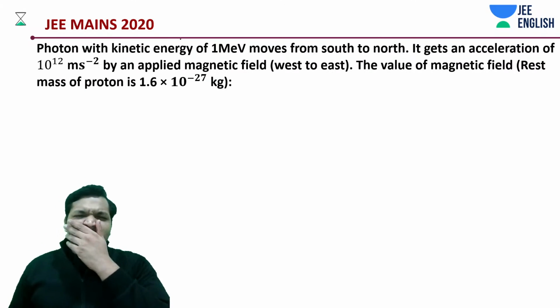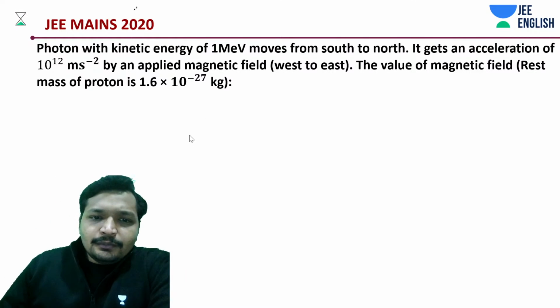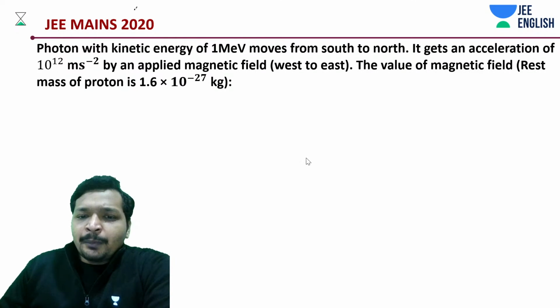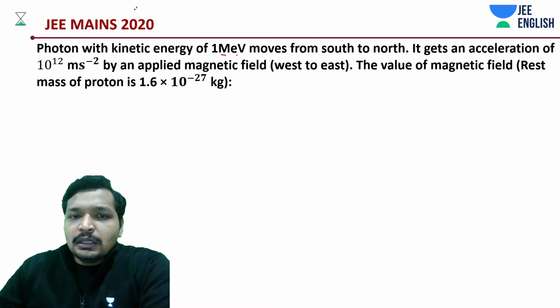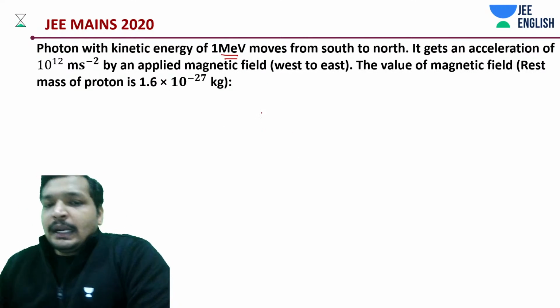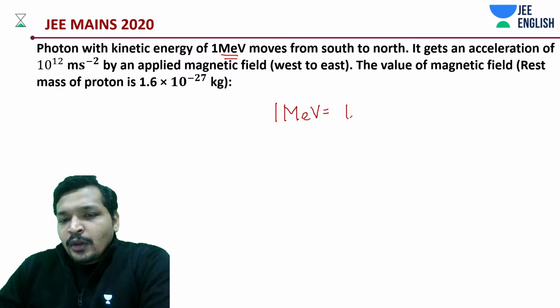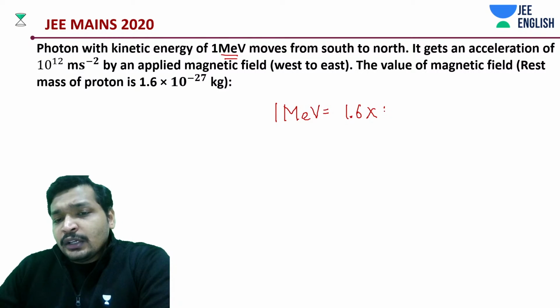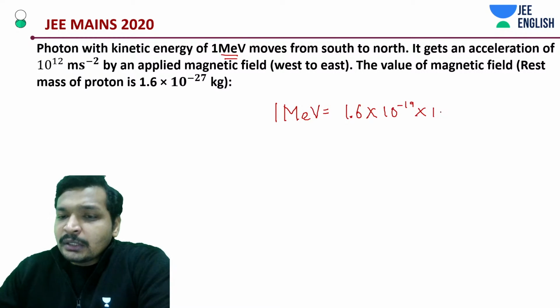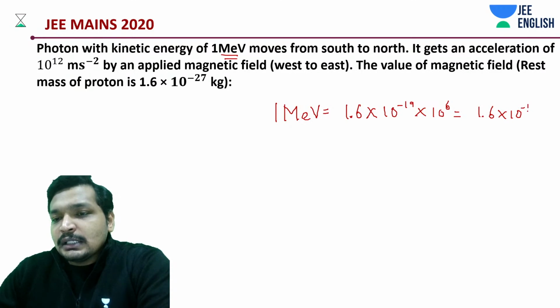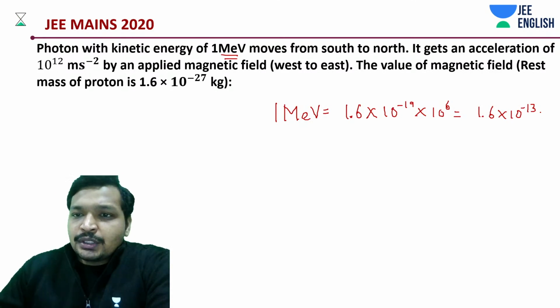Okay, let's get into this problem. Very simple problem. Electron volt is how much? 1.6 into 10 to the power minus 19. So 1 mega electron volt is how much? 1.6 into 10 to the power minus 19 into 10 to the power 6. So basically 1.6 into 10 to the power minus 13 joules.